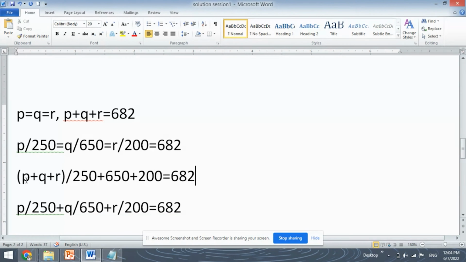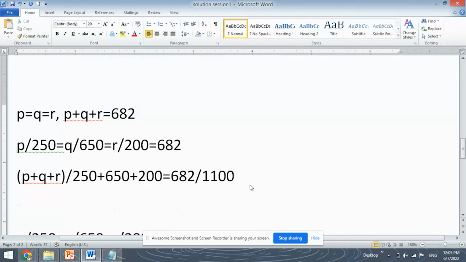P plus Q plus R is nothing but 682, and the total of 250 plus 650 plus 200 is nothing but 1100. So by adding these 3 equations, we get these values, which is 682 by 1100. This is the RHS of these 3 fractions.